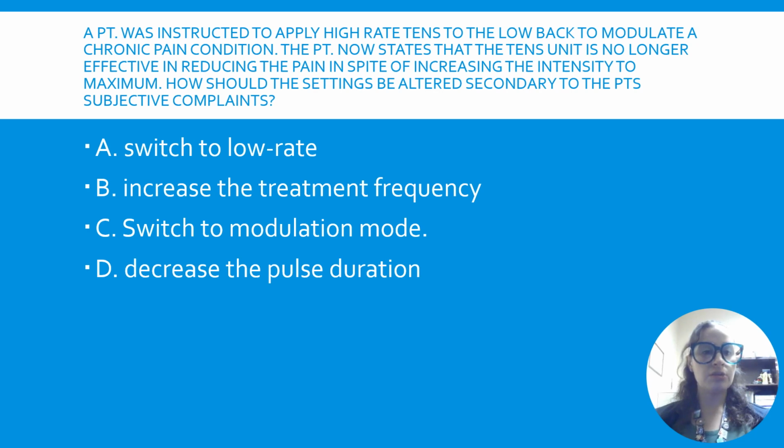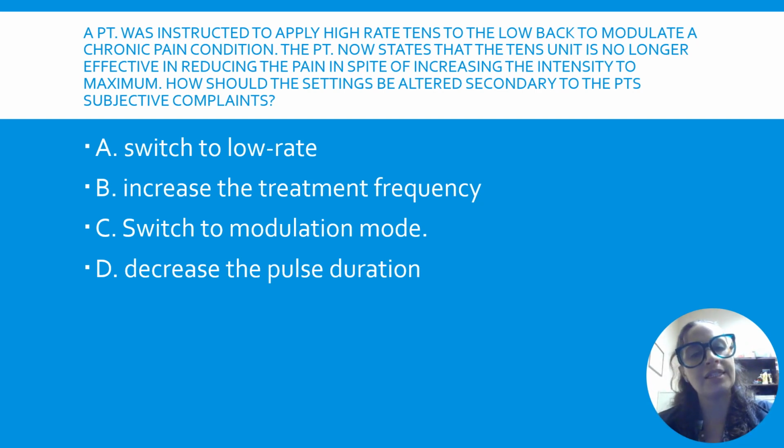A patient was instructed to apply high rate TENS to the low back to modulate a chronic pain condition. The patient states that the TENS unit is no longer effective in reducing the pain in spite of increasing the intensity to the max. When you tell a patient to go home and use their TENS unit at home, you tell them, if you don't feel it anymore, crank it up. So they've already been doing that. They've been cranking it up, they've been changing that, and they still feel like it's not really doing anything, right?